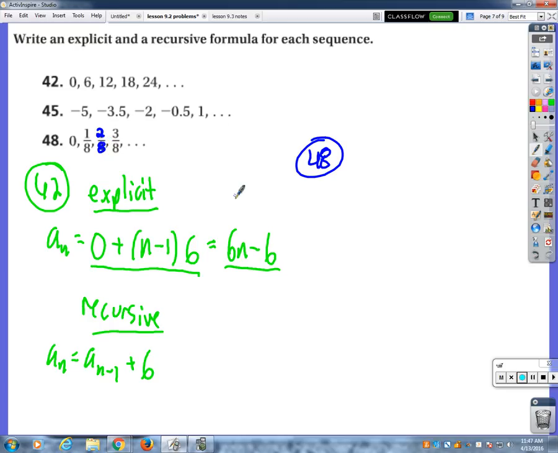So you're starting with 0, and then 1/8, and then 2/8, and then 3/8, and so forth, okay? So you're just adding 1/8 each time. So you should be able to use that to come up with both the explicit and the recursive formula for those. So you want a minute to do 45 and 48? Okay, so you guys do those on your own real quick.